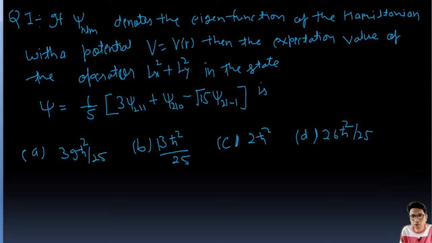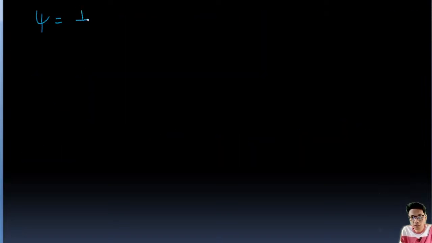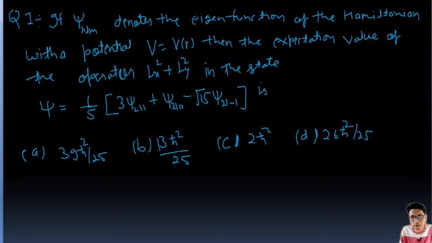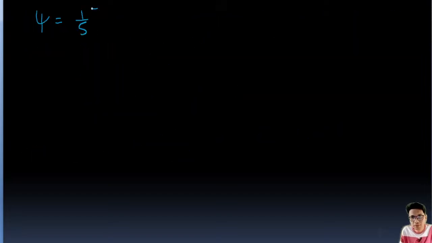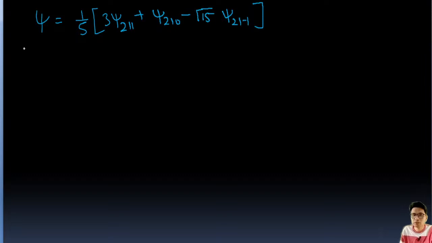So we have been given psi equal to 1 upon root 5 into (3 psi 211 plus psi 210 minus root 15 psi 21 minus 1). This is given.